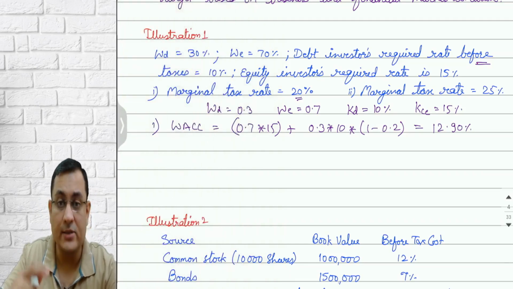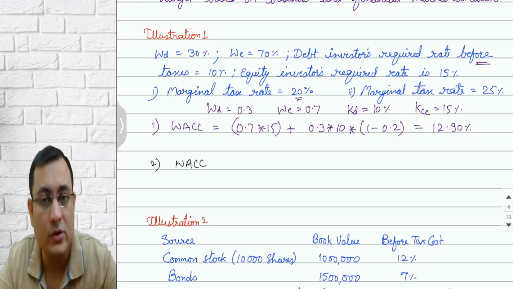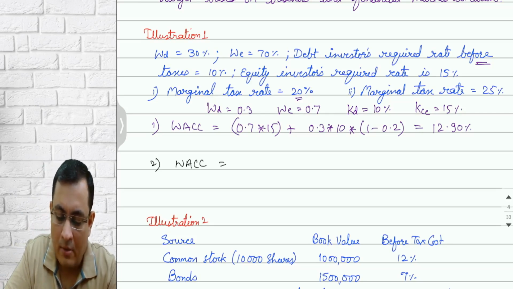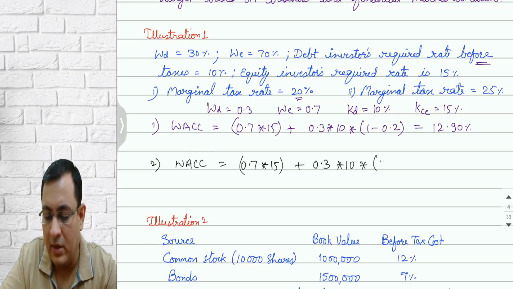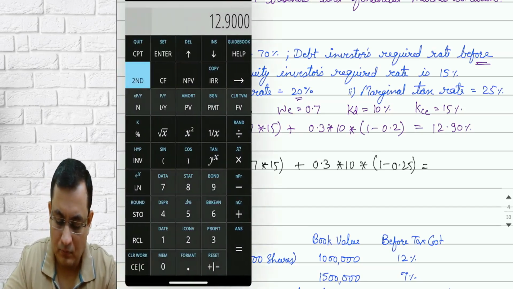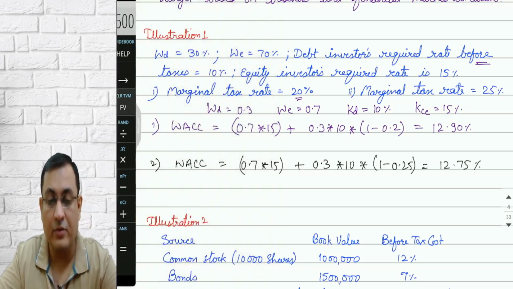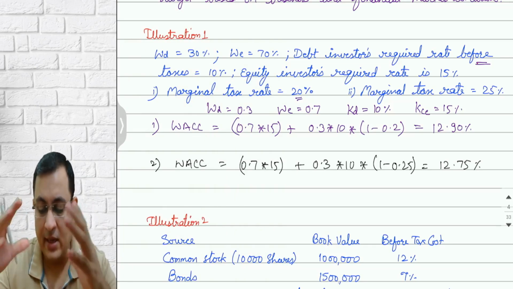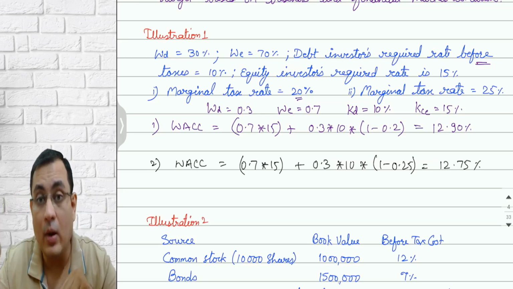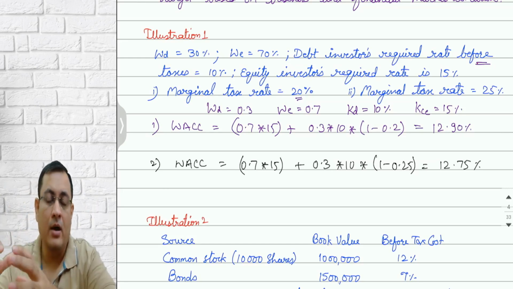Next case: if the marginal tax rate increases to 25%, what will be the impact on WACC? Whether WACC is going up or down. Let's see. Weights are the same, plus 0.3 multiplied by 10 multiplied by 1 minus 0.25. So in this case, 0.3 multiplied by 10 multiplied by 0.75 plus your value 10.5 is 12.75. So here we conclude that if tax rates increase in the jurisdiction in which the issuer is operating, your WACC will come down. There will be an advantage of increase in tax rate in the form of decrease in WACC for your calculation of capital allocation decision.